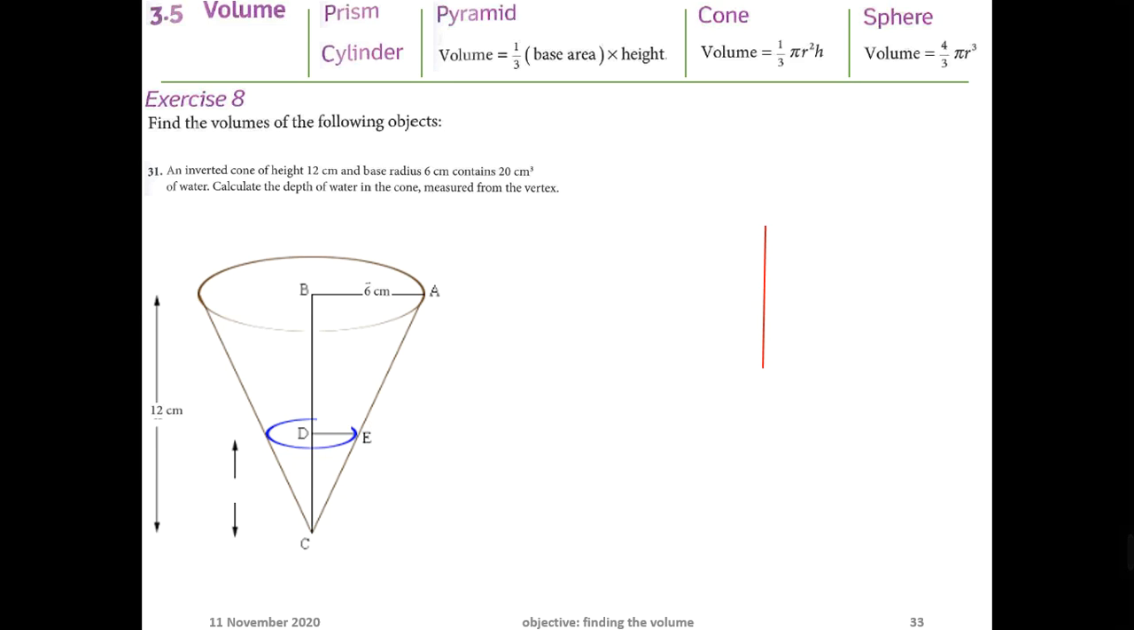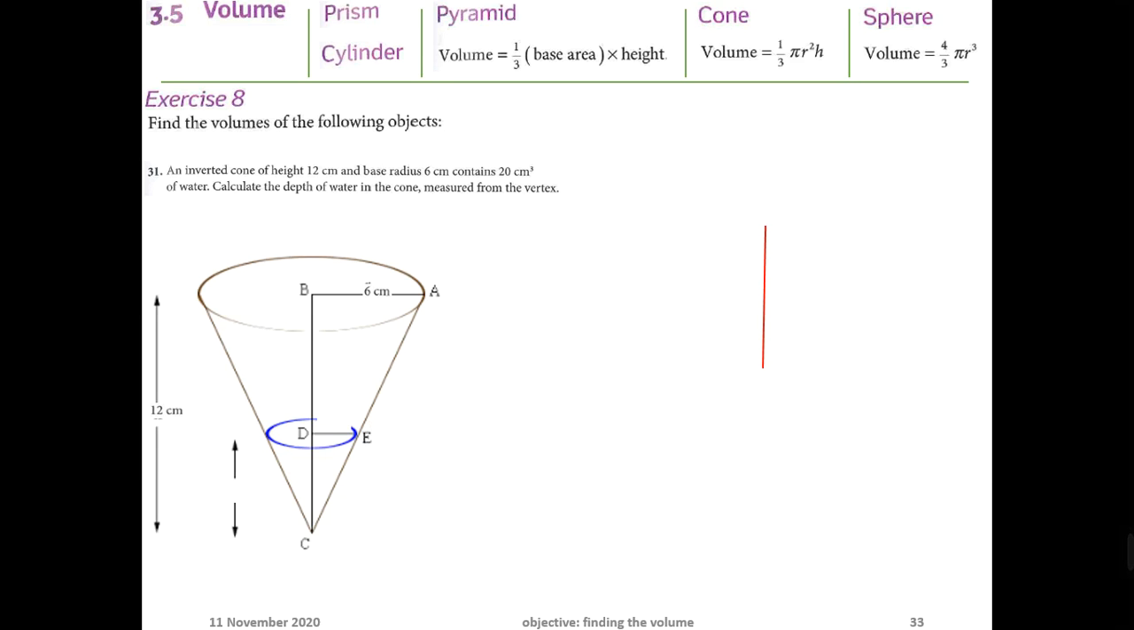So the depth of water, which means the height of the small cone, which is the distance from vertex C down to the circular base of the small cone, which represents the water in this question, measured from the vertex. So if you look at the right side of the drawing, if you look closely, you're going to find two right angle triangles, a big one, and within the big one there is a small one.